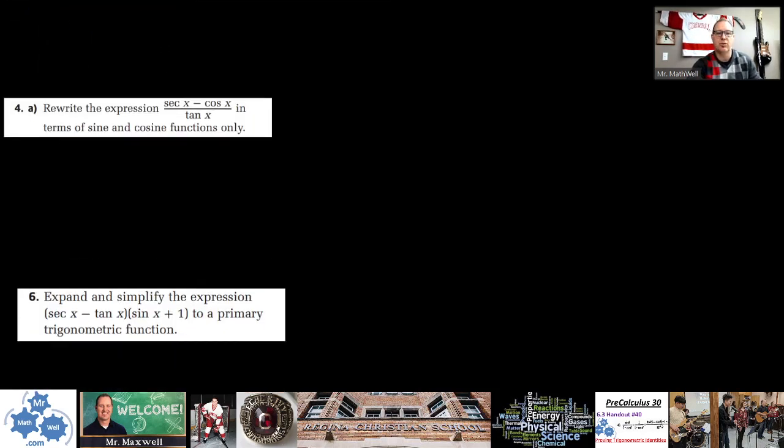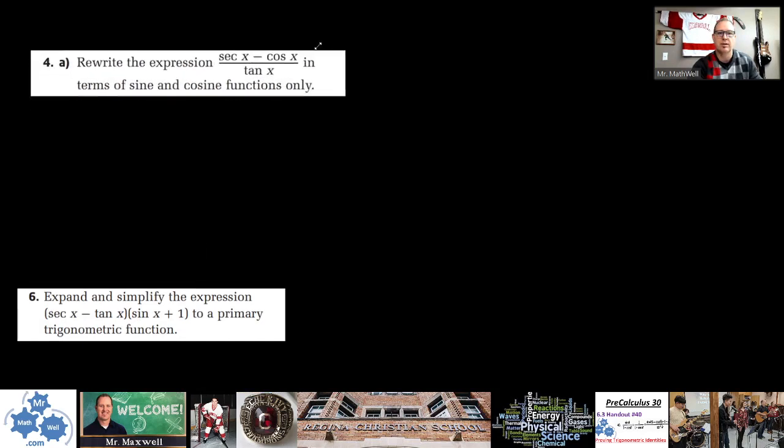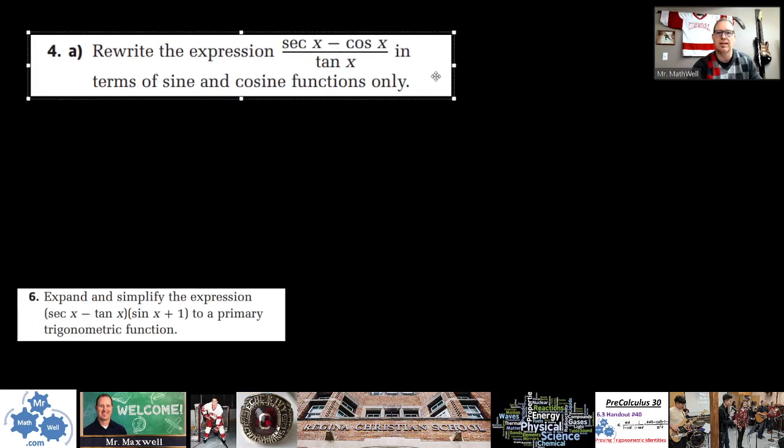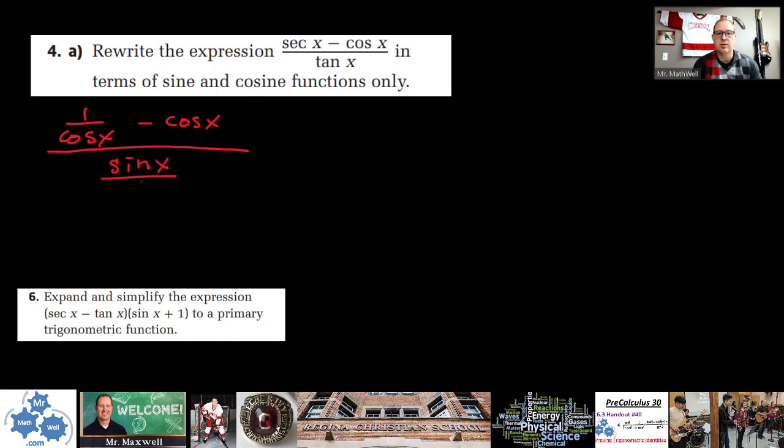Awesome. Okay, here's a couple more that I have. Number 4 says, rewrite the expression secant x minus cos x over tan x in terms of sine and cosine functions only. Another tip that I mentioned before. Let's get some practice with that. Secant x is 1 over cos x, so I'm going to rewrite the numerator as this right here. The bottom is tan x, which is equal to sine x over cos x.